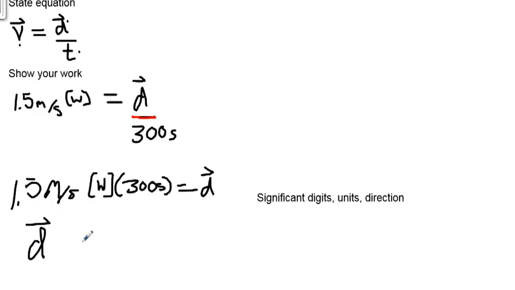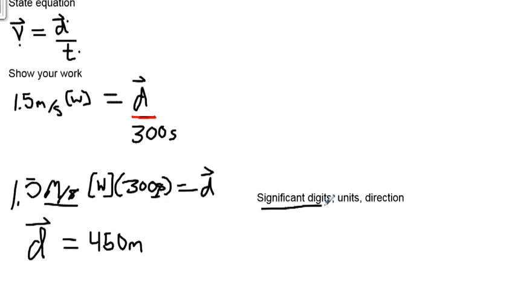Once I type in that operation, 1.5 times 300, the value that I get is 450. When I multiply meters per second by seconds, the seconds cancel out, and we will be left with meters, which is an appropriate unit for displacement.